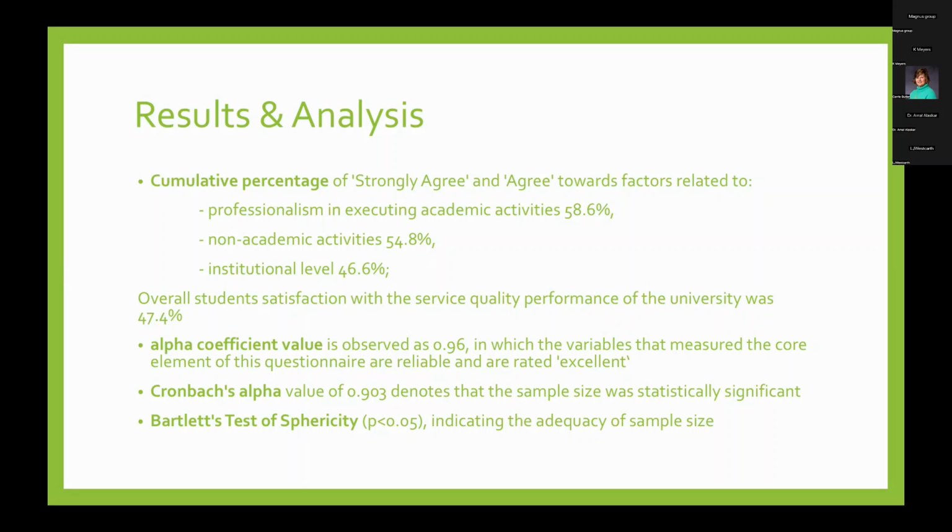The alpha coefficient was measured at 0.96. So the questionnaire was reliable and rated excellent. Cronbach's alpha was 0.903. So the sample size was statistically significant. When testing the sphericity, it was 0.05. So the adequacy of the sample size was acceptable.